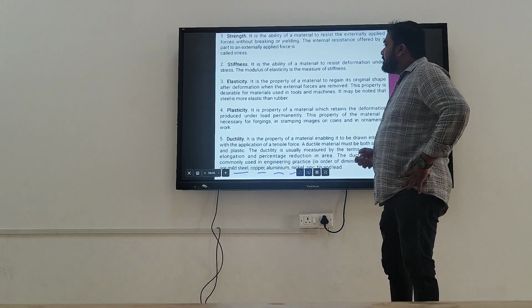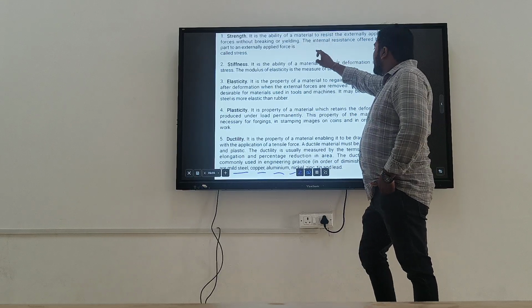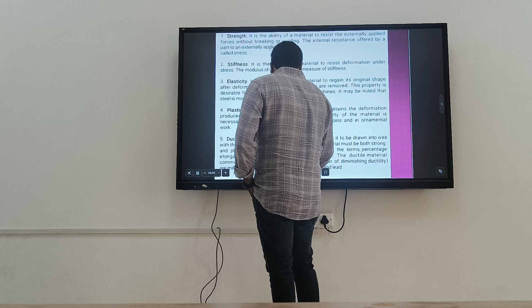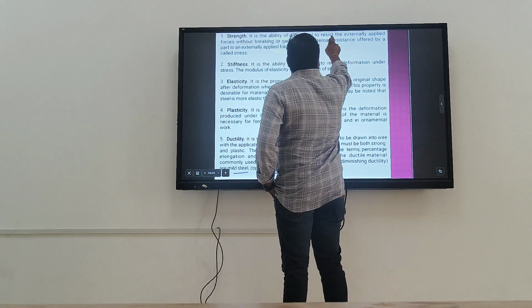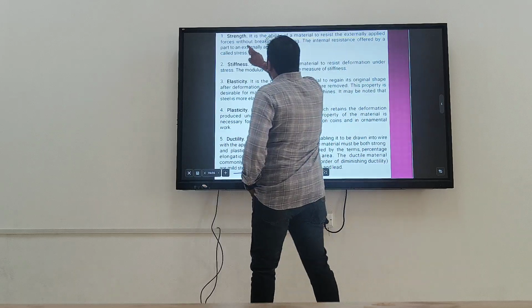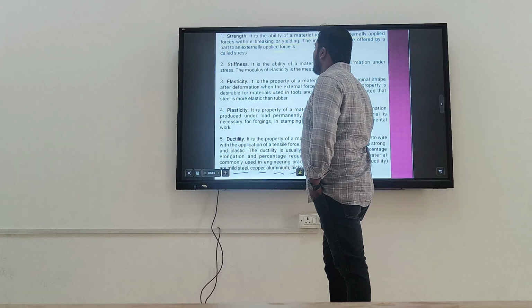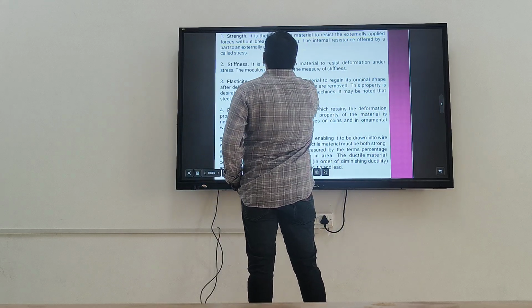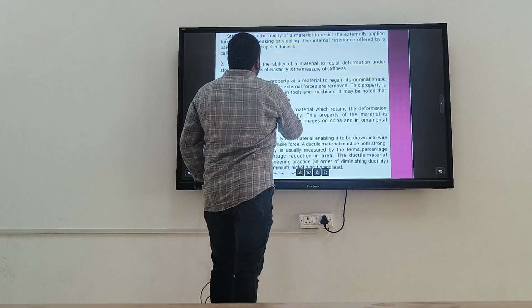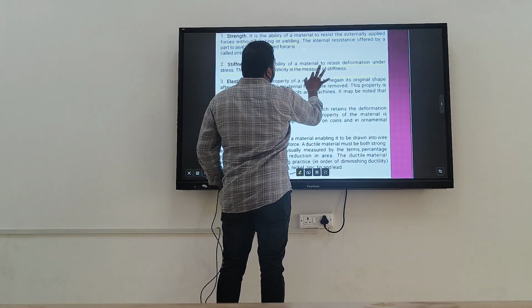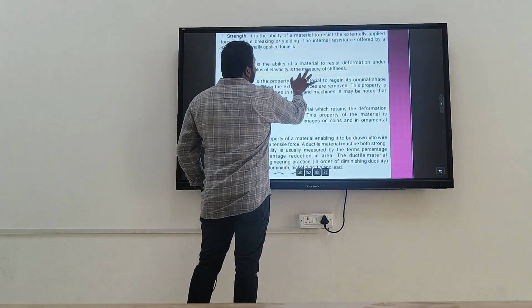So, in strength, stiffness, elasticity, plasticity, ductility: strength is the ability of a material to resist externally applied forces without breaking or yielding. That is called strength. What is stiffness? It is the ability of a material to resist deformation under stress. Then the modulus of elasticity is the measure of stiffness. That is important: the modulus of elasticity is the measure of stiffness.